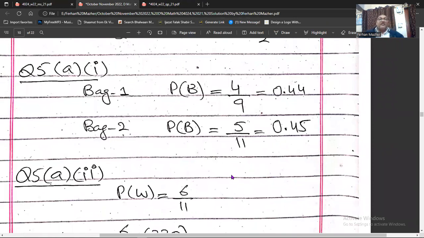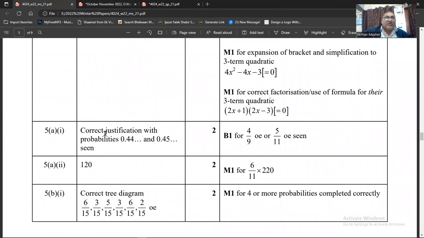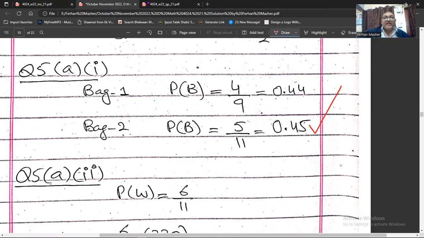Okay, so from bag 1, getting the black ball, that is 4 by 9. So convert that into decimals, that will be 0.44. And from bag 2, the probability of the black will be 5 by 11, which is 0.45. So this number is larger. So the probability of getting the black ball from bag number 2 is more. Okay, so this is our answer. So our answer is right.